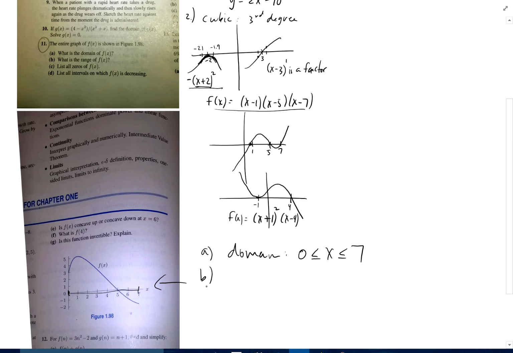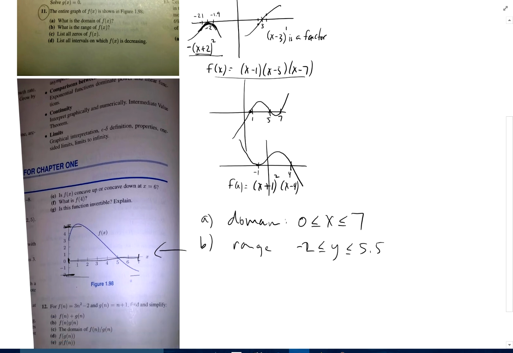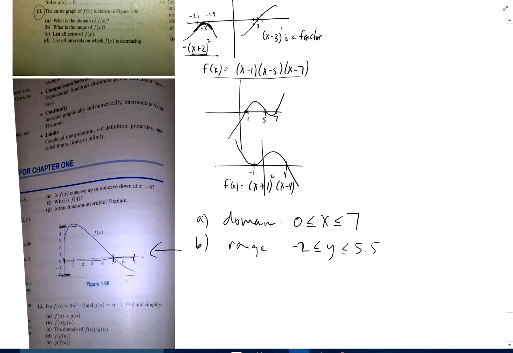B, the range would be the y values. So it looks like the smallest y value is -2 all the way up to, well, we'll call that 5.5. How about that? -2 less than or equal to y less than or equal to 5.5. List all the zeros. The zeros are where it crosses the x-axis. 0 happens when x is equal to 5.